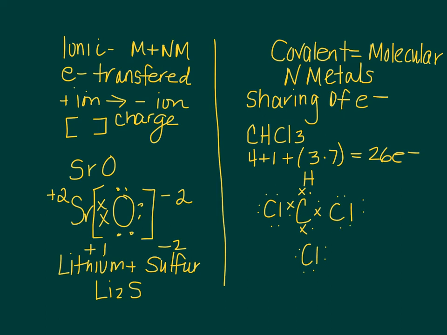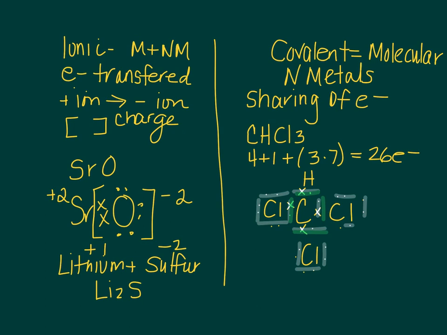So when I'm all done, I count my electrons, and I can see that I've got 2, 4, 6, 8, 10, 12, 14, 16, 18, 20, 22, 24, 26. All 26 electrons are accounted for, and where they're actually being shared is where I'm highlighting in green. That's where they're connected to the C.